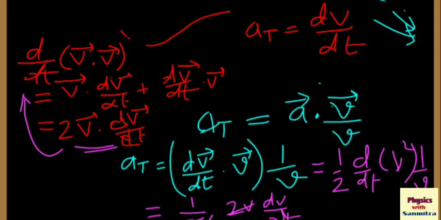Now we have to understand what is v. v is the magnitude of velocity, that is the magnitude of the velocity vector. And what is at? at is the magnitude of the tangential acceleration vector. So this tangential acceleration is only responsible for the increase in the magnitude of velocity and not responsible for the change in the direction in curvilinear motion.